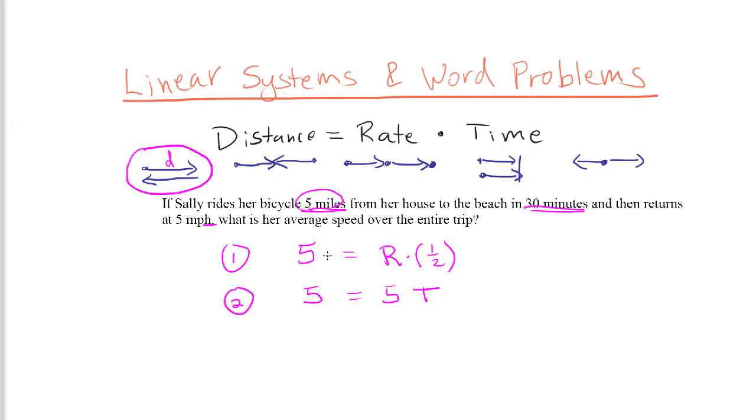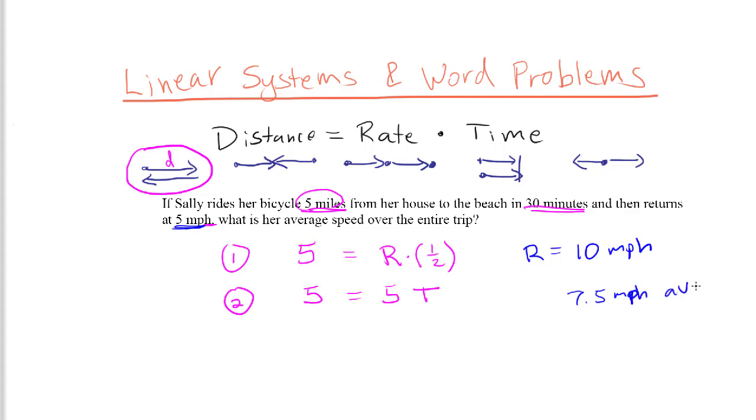So a lot of students will look at this and they'll solve the first equation for r. R equals 5 divided by 1/2, which is 2 times 5. R equals 10 miles per hour. So her speed on the first leg is 10 miles per hour. They notice that her speed given on the return leg is 5 miles per hour. So in a lot of cases, students will simply say 5 plus 10 divided by 2, 7.5. That's her average speed over the entire trip. That would be wrong.